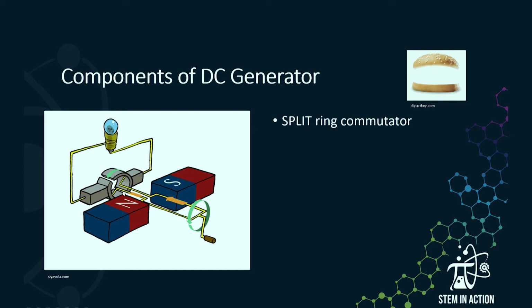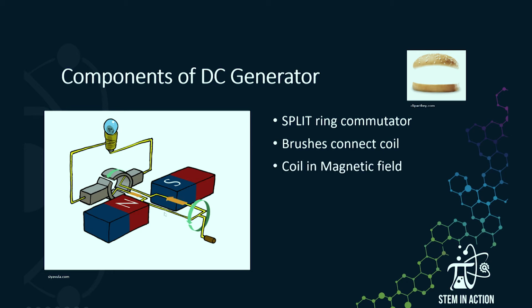They rotate between two brushes. So the brushes remain stationary while the split rings rotate. Of course, in the same way that we had brushes in the AC generator, we also have them in the DC generator. And it's those brushes that connect the coil to the split ring commutator, and that links to the external circuit.